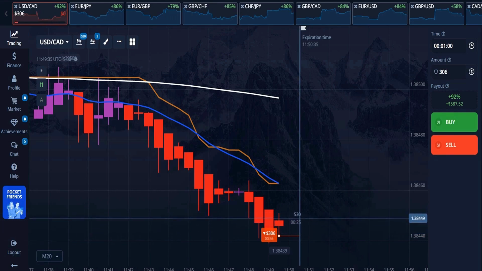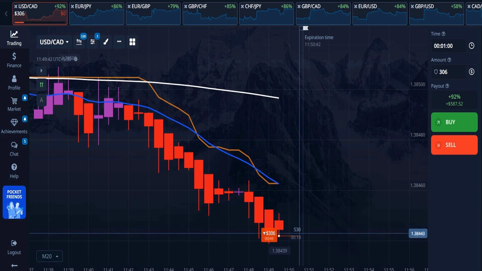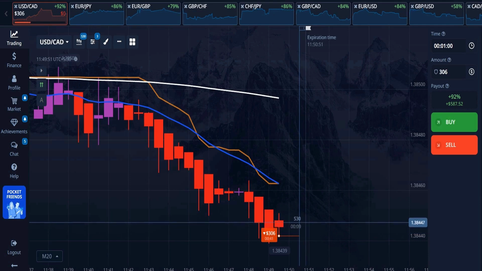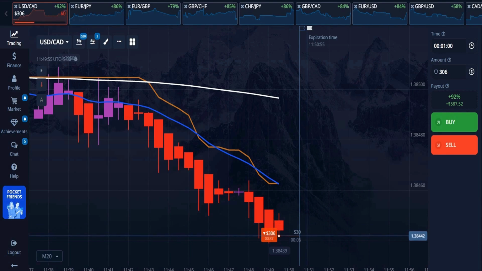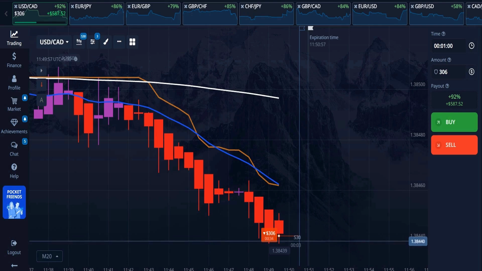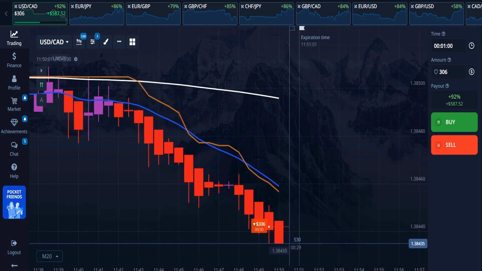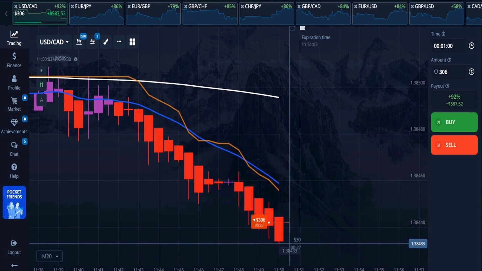Let's break it down step by step. First, notice the red super trend line has just crossed below the blue EMA. This is our first confirmation. Next, both the blue EMA and white EMA are sloping downward, clearly showing a strong downtrend. That's the second confirmation. And finally, the white EMA is now above the Heiken Ashi candles, confirming that downward pressure is strong. Since all three conditions are matched perfectly, I'm entering a sell trade right here.